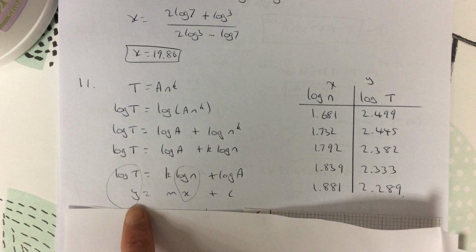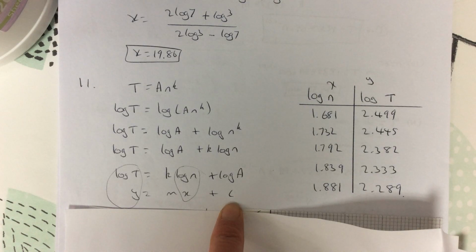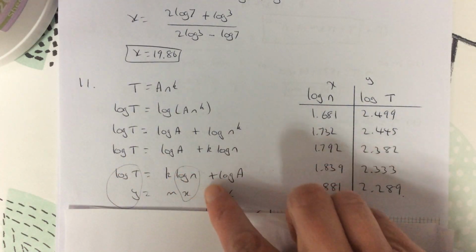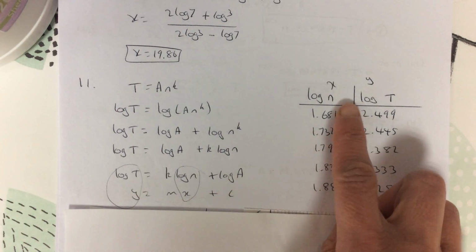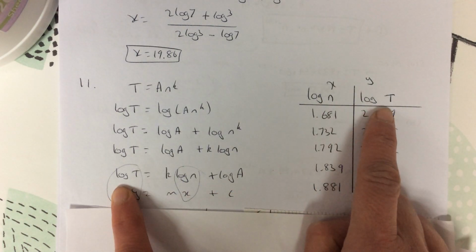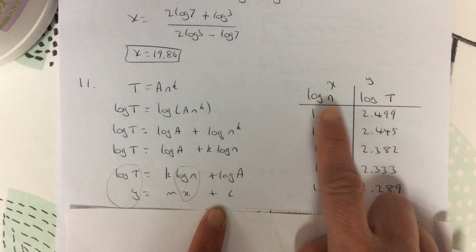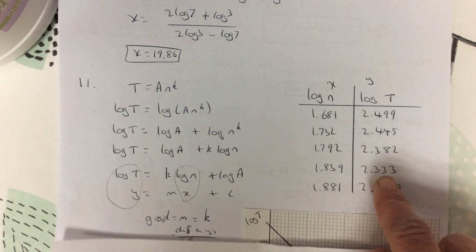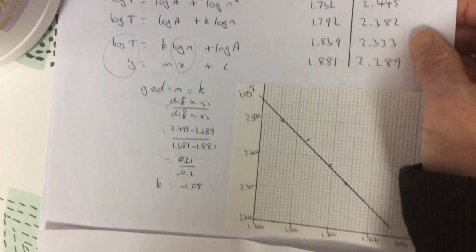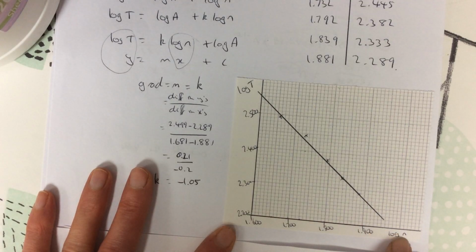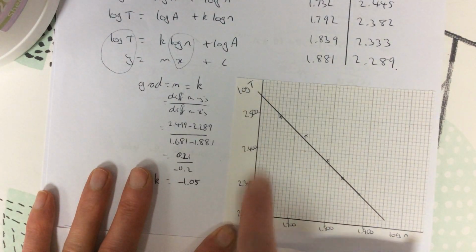And then I'm going to compare it with y equals mx plus c. Do you see the way my y's are log t's and my x's are log n's? So you need an extra table of log n's and log t's. That's my x's and that's my y's. So just log each of your n's, log each of your t's. Now that is what you are going to plot. So remember, log n's along here and log t's are your y's.